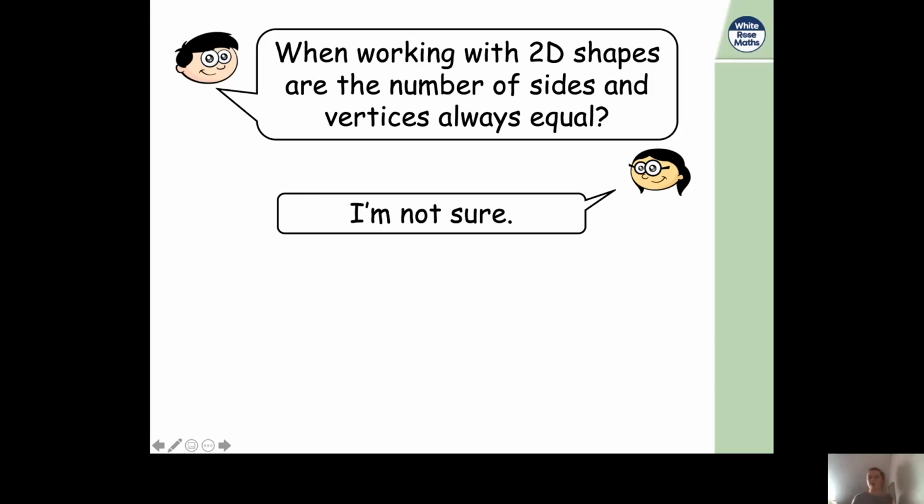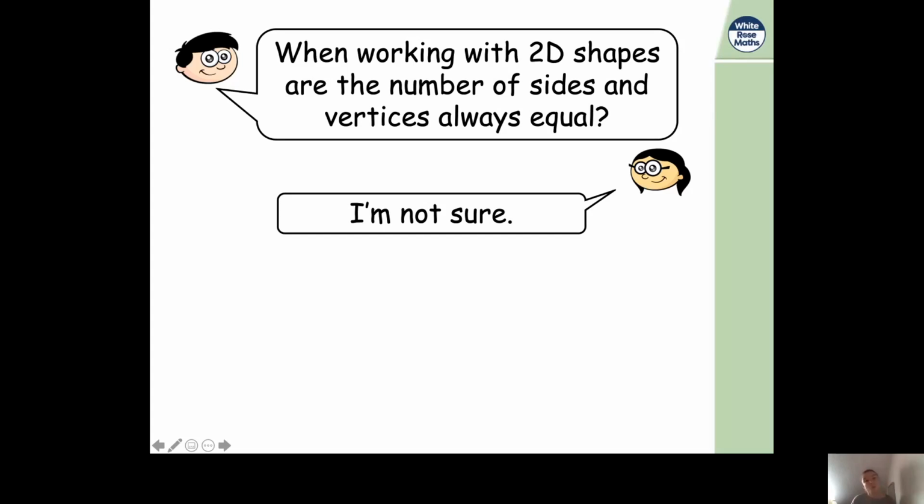Well, we know from our first question that our triangle had 3 sides. Can you remember how many vertices it had? Yes, it had 3, didn't it? So therefore, yes, a triangle has an equal number of vertices and sides. Both of them are 3. And then we looked at a pentagon. Now, how many sides does a pentagon have? Yes, a pentagon has 5 sides. And can you remember how many vertices it had? Yes, it also had 5, didn't it? So therefore, our triangle and our pentagon have an equal number of sides and vertices.